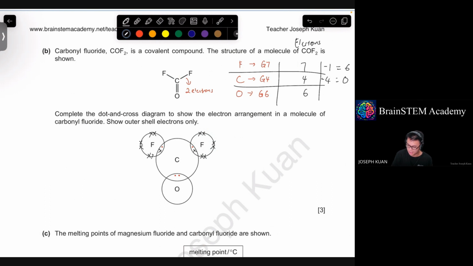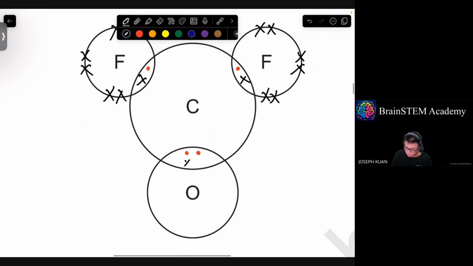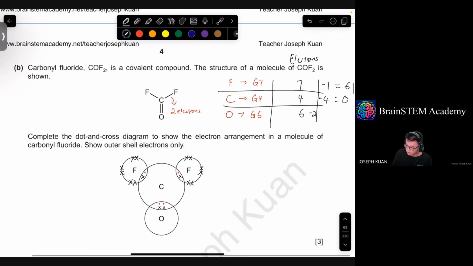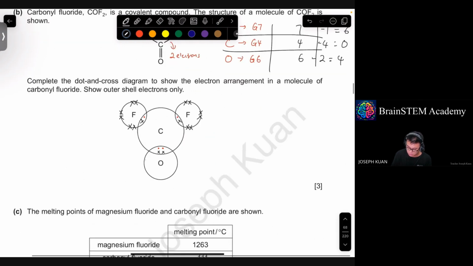And last step is oxygen. Oxygen will also contribute 2 electrons for sharing. All right, with that, it will actually have another 4 electrons remaining. So you need to draw that as well. 1, 2, 3, 4. All right, let's check everything.